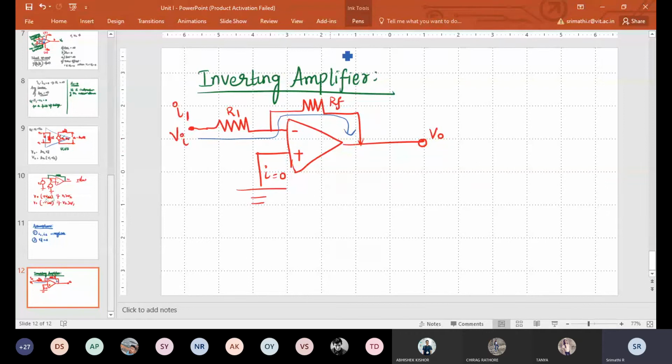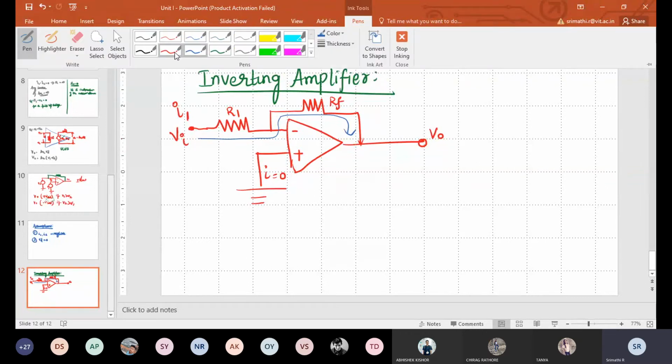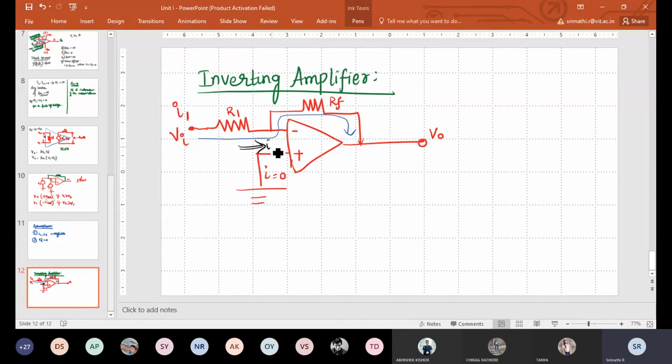There won't be any current flowing inside the op-amp. So I is equal to 0. And then what we know already, the difference voltage VD is equal to V1 minus V2.